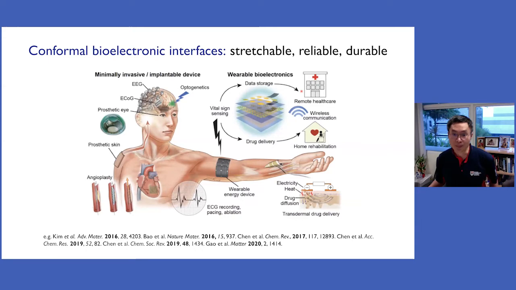Why do you need this? This is something the figure shows. This kind of electronic skin can be used for muscle activity, for the brain, for the heart, and even other parts not shown here. So in general, e-skin has a huge impact in healthcare. But before we reach that, we need to address three key points: stretchable, reliable, and durable.